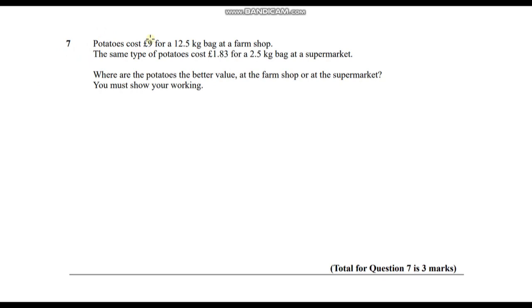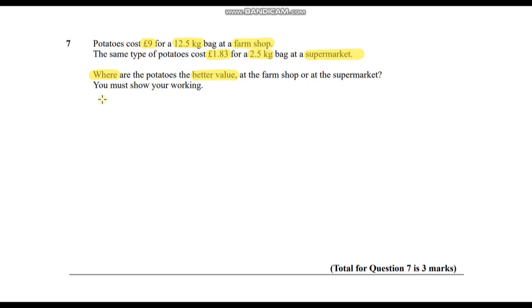Question 7. Potatoes cost £9 for a 12.5 kilogram bag at a farm shop. The same type of potatoes cost £1.83 for a 2.5 kilogram bag at a supermarket. Where are the potatoes better value? The farm shop or the supermarket? You must show your working.